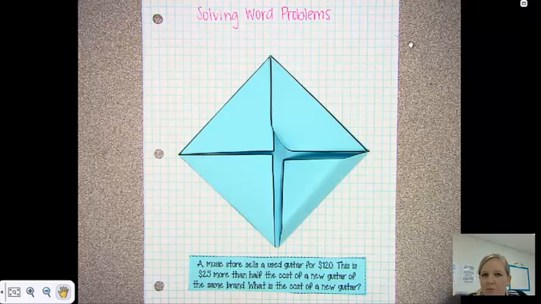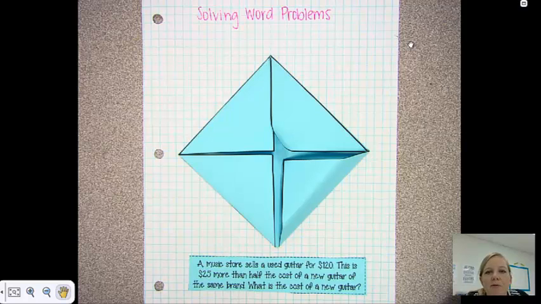Obviously, first we need to read the problem, so follow along. A music store sells a used guitar for $120. This is 25 more than half the cost of a new guitar of the same brand. What is the cost of the new guitar?